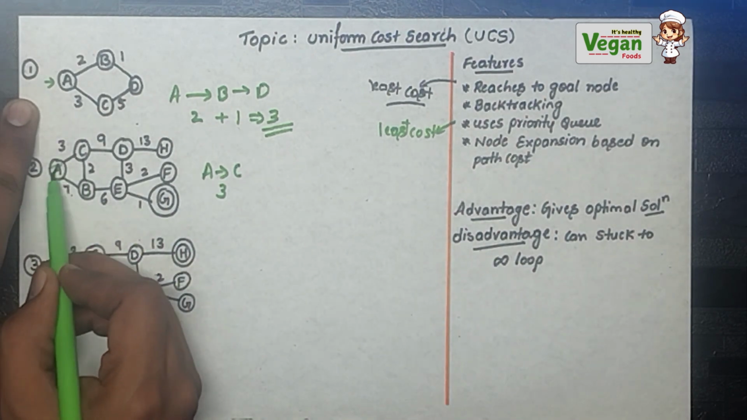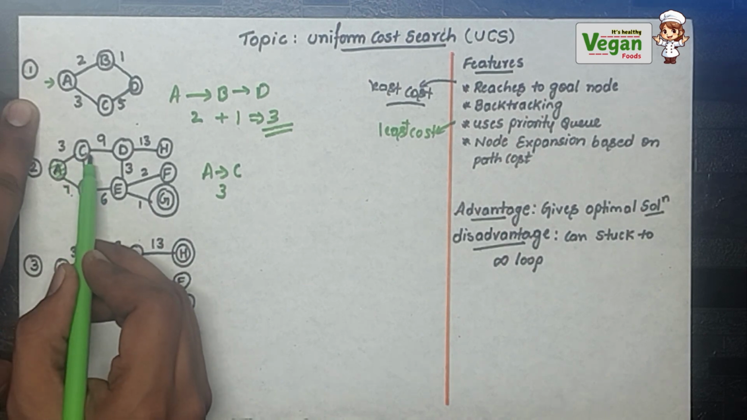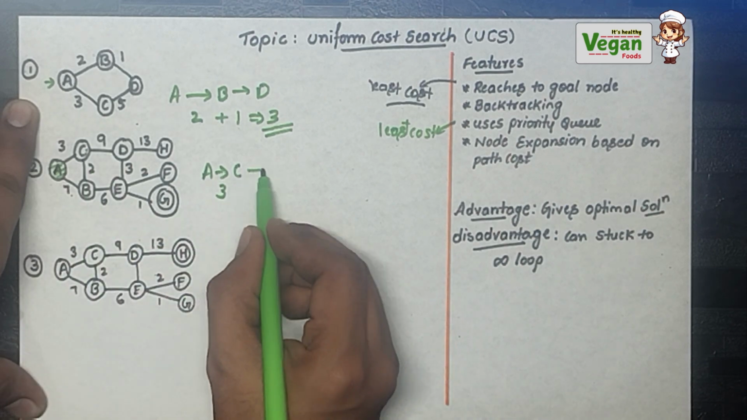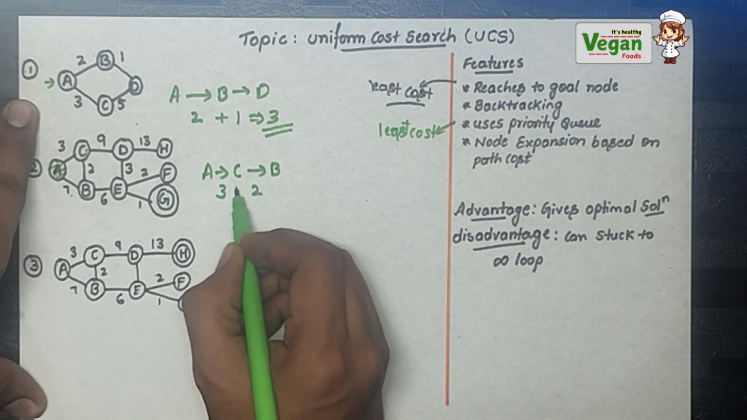From C I can't go back to A. I can go to D or I can go to B. From C to B it is 2, from C to D it is 9. So I will choose the least cost, that is C to B with cost 2.